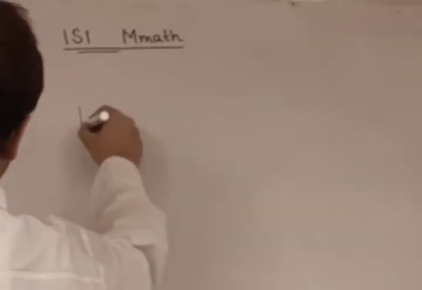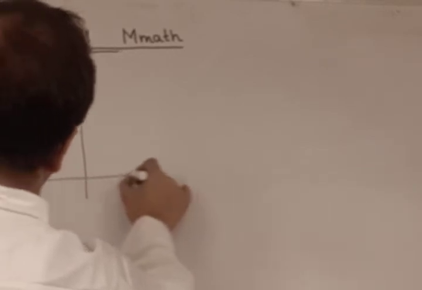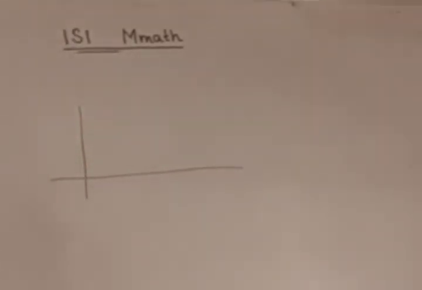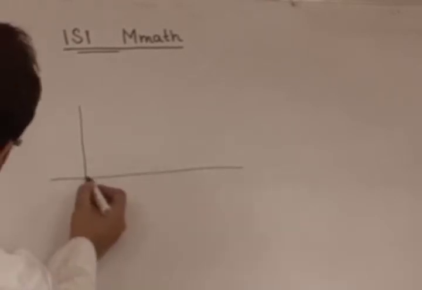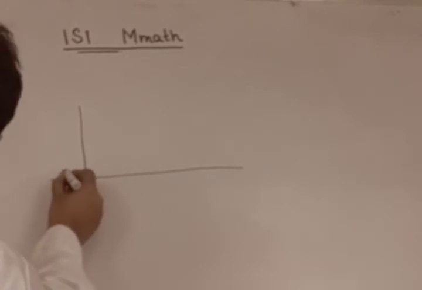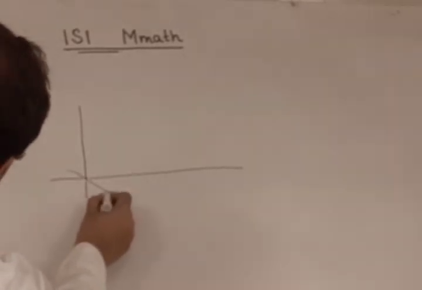Now let's see option D. It says that f(x) equals 0 has a positive solution if f dash 0 is less than 0, where f of 0 is 0, as given here. So what does f dash 0 less than 0 mean? At the point 0, f(x) is decreasing.